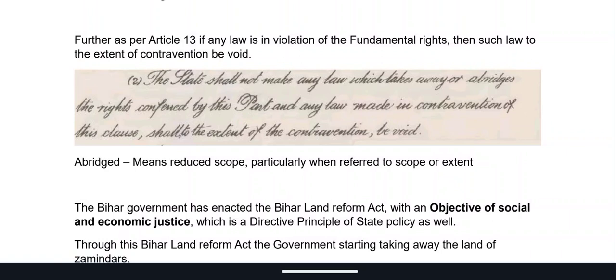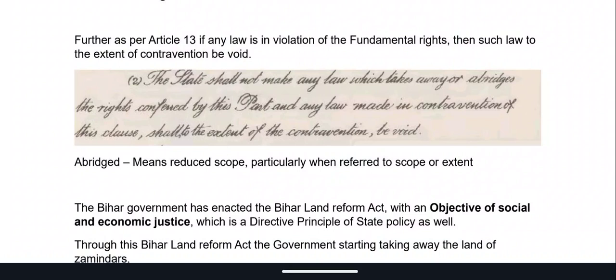Now, Article 13(2) says that any law enacted either by the Parliament or by the state assemblies should not take away or abridge, meaning restrict the scope of, the fundamental rights provided to me by the Constitution. If that enactment takes away or abridges the fundamental rights, that law itself will be held void to the extent of the contravention. This is what Article 13(2) is saying. The understanding of Article 13(2) is very much required for understanding this entire concept.